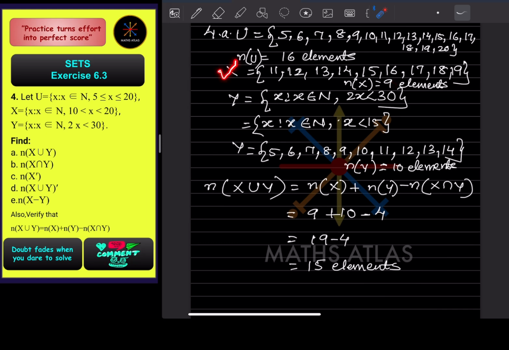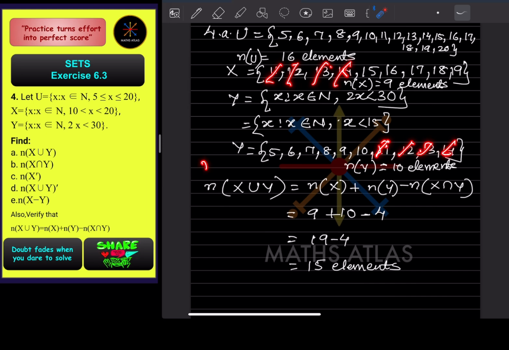This is for x and this is for y. So now we will see the elements over here. Where is the intersection? This will start from 11. So we'll cut this 11, 12, 13, and this one 14. Intersection means we have to just take the common ones. So how many elements are here?